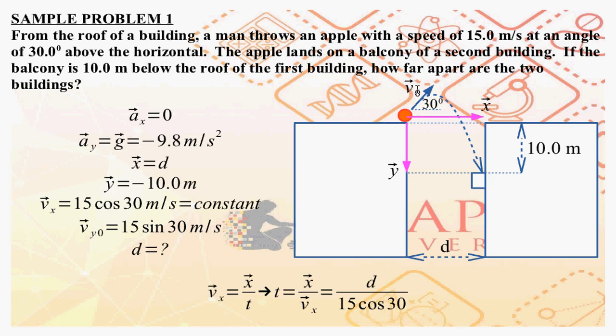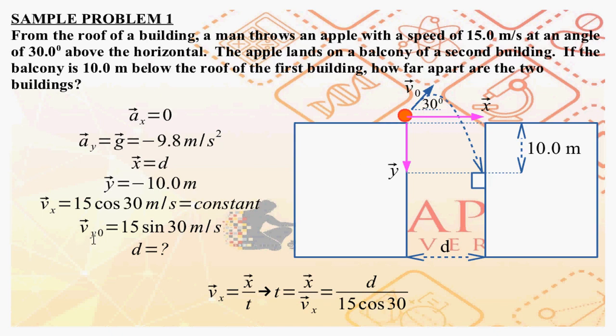Velocity along the x component, uniform motion, constant. So Vx is just equal to V naught, 15 meters per second, times cosine 30 degrees. Whereas, if you use your component method to divide the V naught into its y component, it is opposite the 30 degrees. So we use sine 30 degrees. Sine 30 degrees is equal to opposite over hypotenuse. Opposite is the y component.